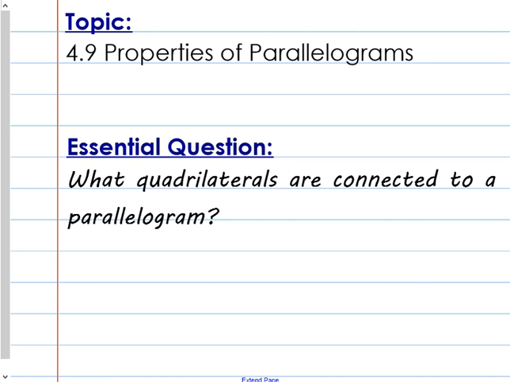We are moving away from triangles into quadrilaterals and parallelograms. So let's get ready to shift our focus a little bit. Our essential question is, what quadrilaterals are connected to a parallelogram?